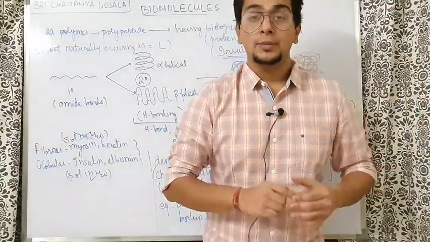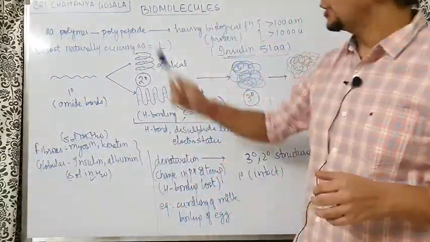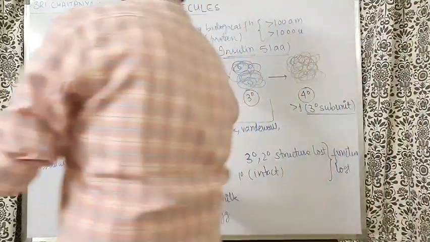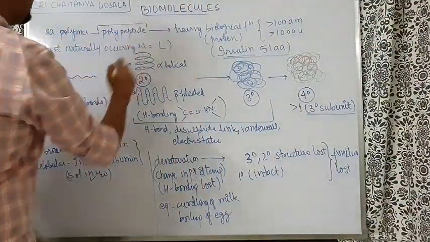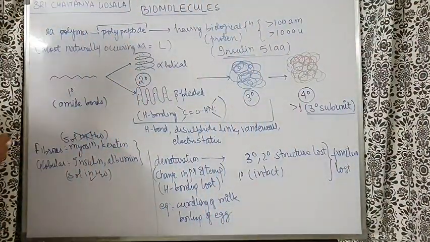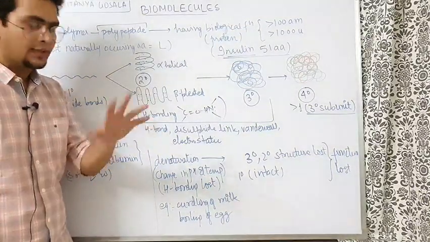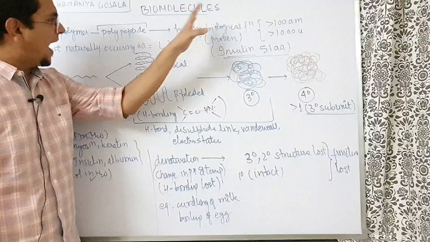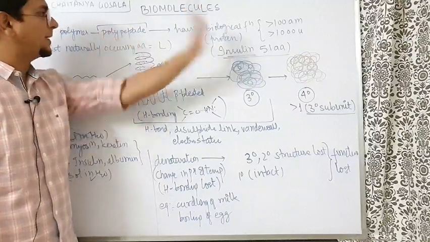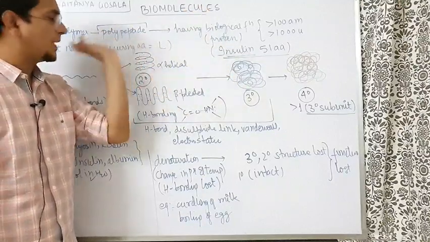So now let us talk about the protein structures. Amino acids polymerize to form a polypeptide. Polypeptide means many amino acids are together. So are all the polypeptides called proteins? No. Proteins are polypeptides, but not all polypeptides are proteins. All the proteins are polypeptides.